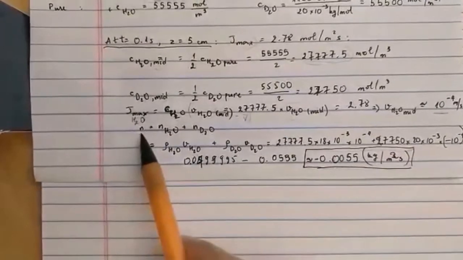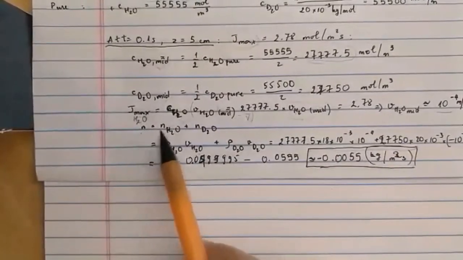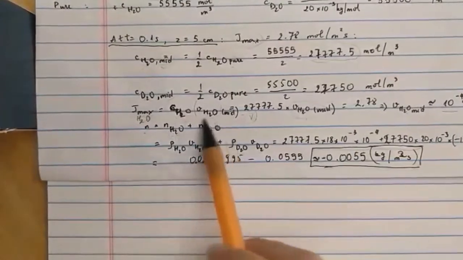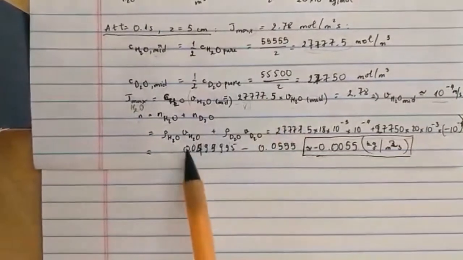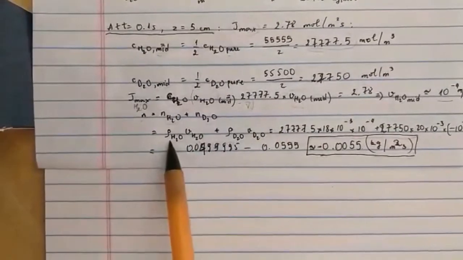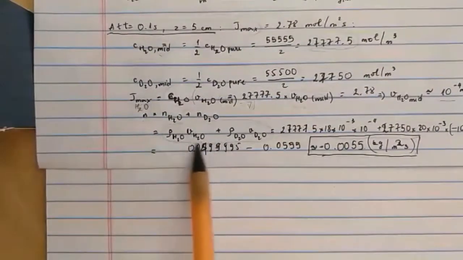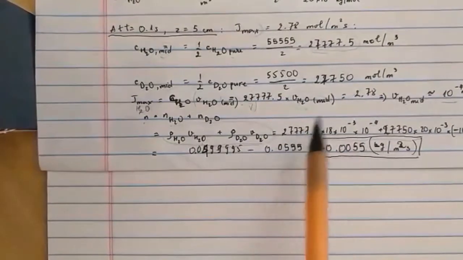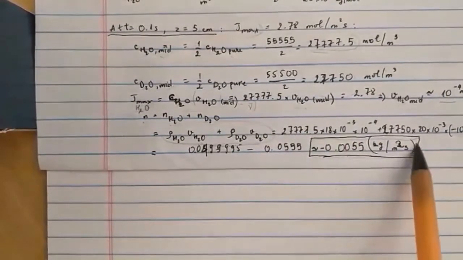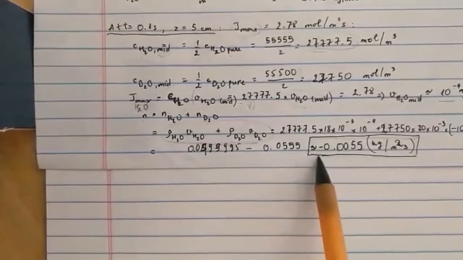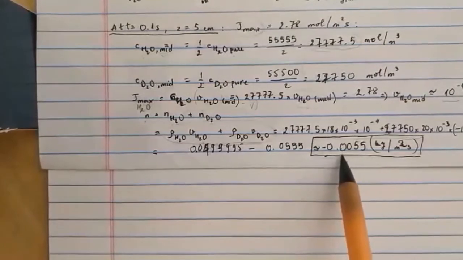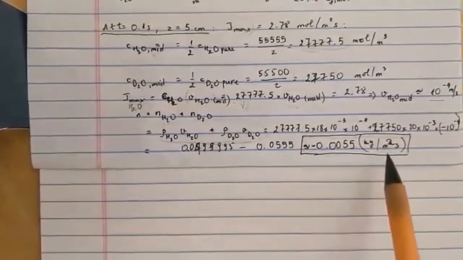So the overall mass flux is NH2O plus ND2O. From here I have this equation, and I just put the numbers in and end up with a result of roughly negative 0.0055 kilograms per meter squared.